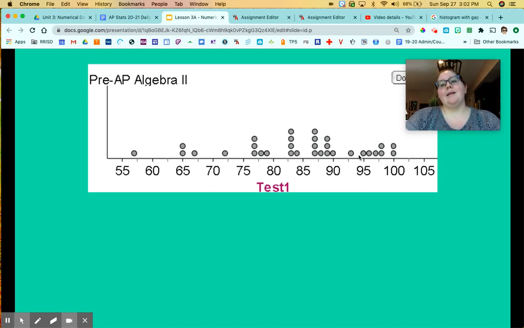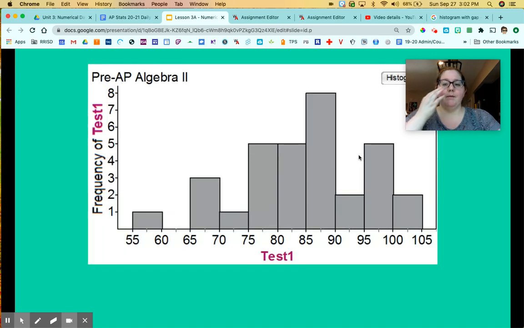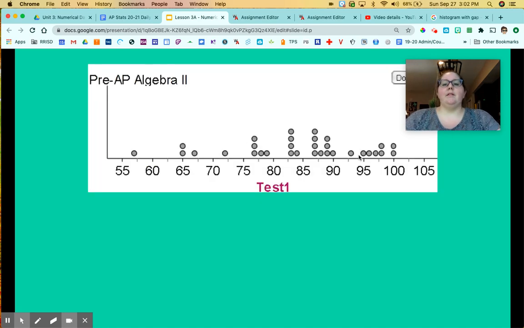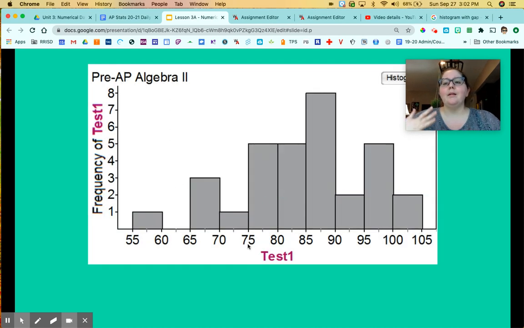So if I take that same data and turn it into a histogram, it might look something like this. Notice that with a dot plot, I can actually tell exactly what the grades were for the different students. Whereas on a histogram, I have a little bit more vague information, but it's also a little bit easier to look at.